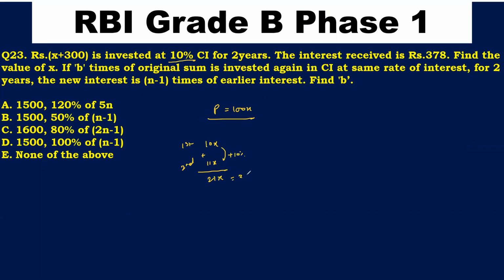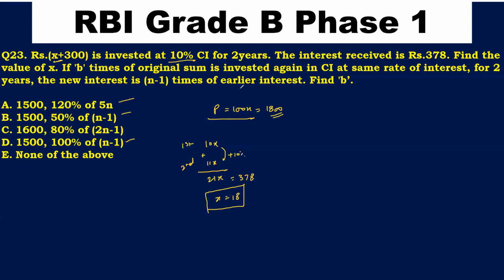And this is said to be 378. So x will be equal to 18. So if x is 18, that means principal is 1800. That means x is 1500. So the option could be either this or this or this.